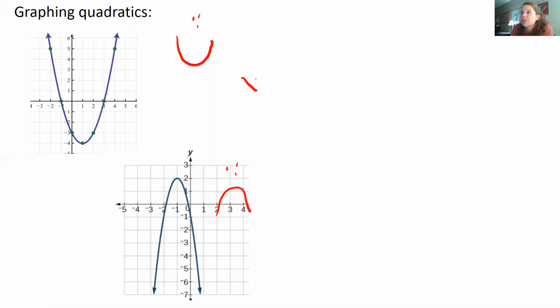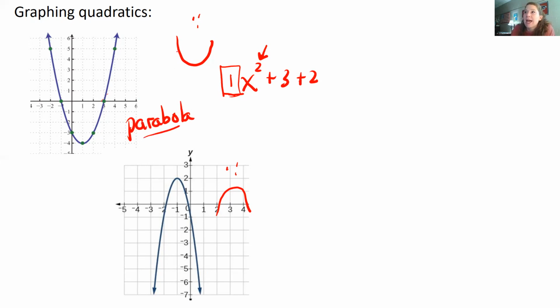So if the leading coefficient is a positive 1 or positive anything, it doesn't matter. If it's a positive number, a quadratic is always going to form this shape right here, which is called a parabola. It's not parabola, it's parabola. And it's going to be a happy parabola, a smiley, open up parabola. It's the leading coefficient that determines that.